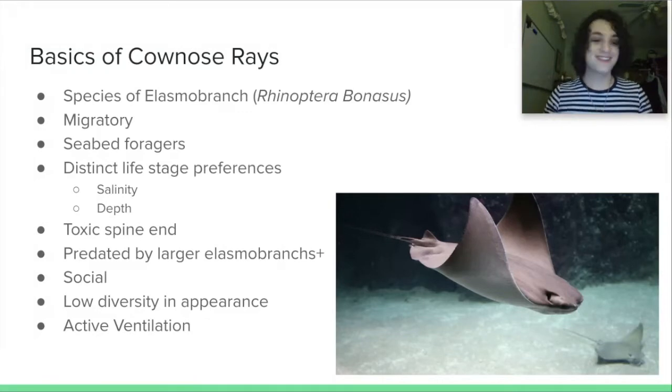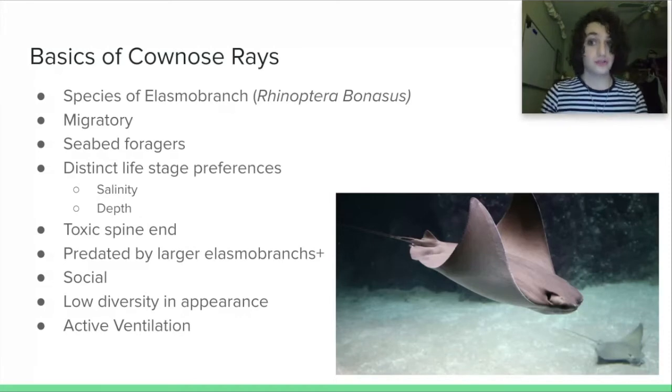It has been referred to as being similar to getting stung by a wasp if you get stung yourself. They are predated by larger elasmobranchs, which include just like your common Atlantic shark species, bull sharks, hammerhead sharks. They are also predated by the cobia fish.